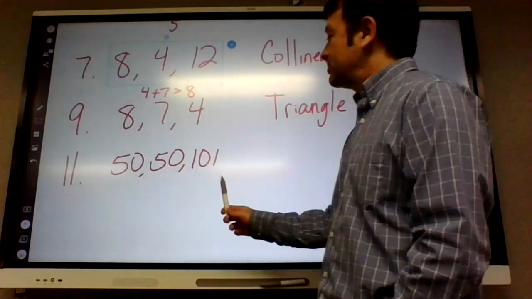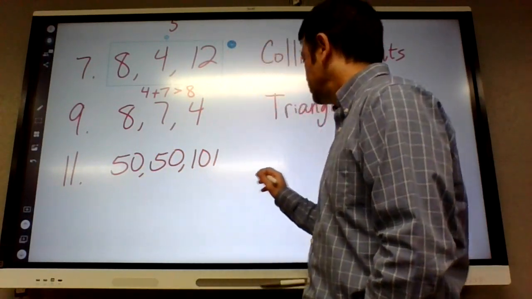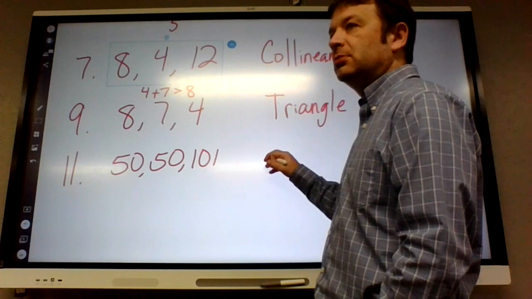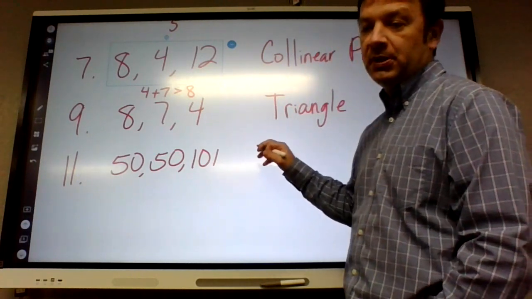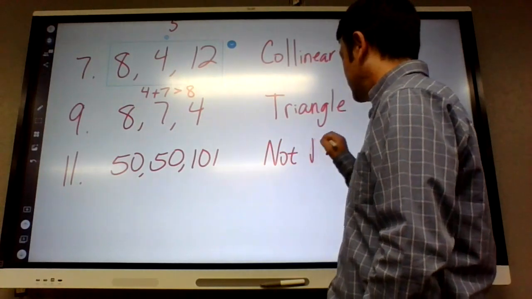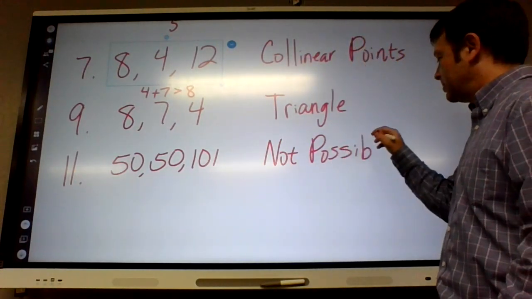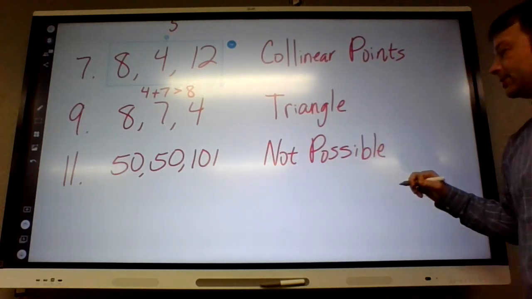Anyways, is it possible to make a triangle with 50, 50, and 101? No, it's not possible. They put segments don't meet. I'm just gonna put not possible again. 50 and 50 are not even long enough to make a straight line.